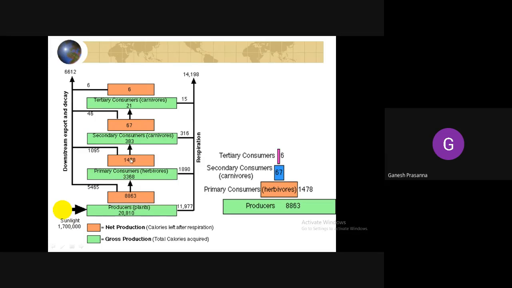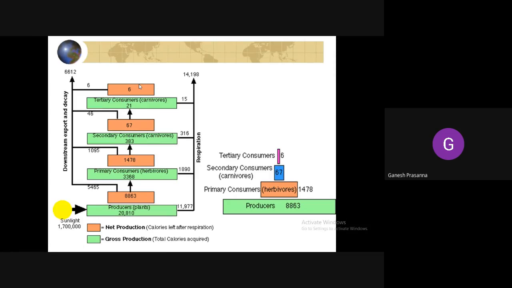Next is the amount of energy, that is 1/4 of it is the energy that is obtained, which is consumed by the secondary consumers, 383. Energy being lost, you can see 67% of energy is available. So 21% of the consumers, the carnivores, are being consumed. 6% of energy is being lost.